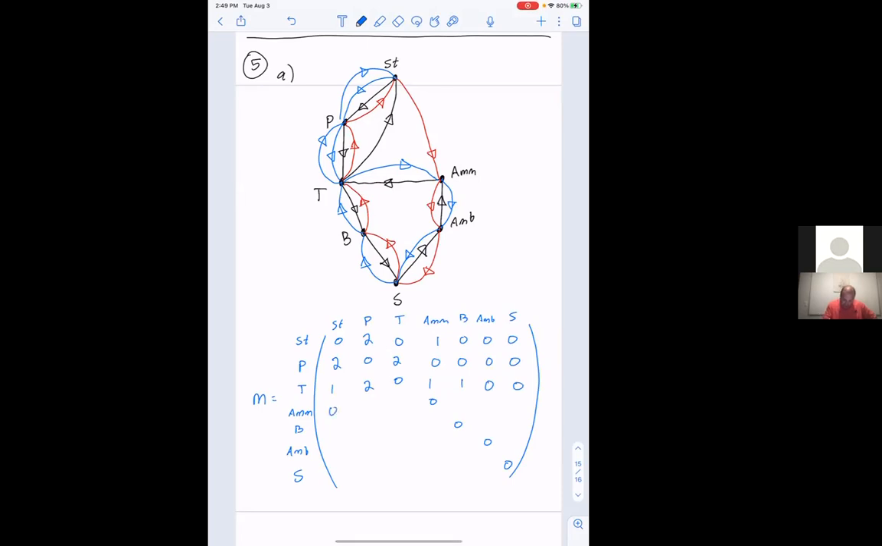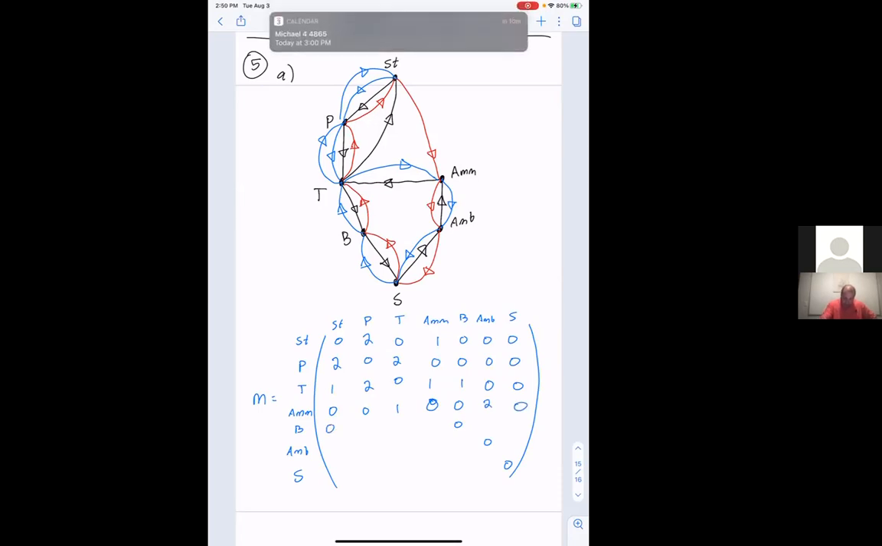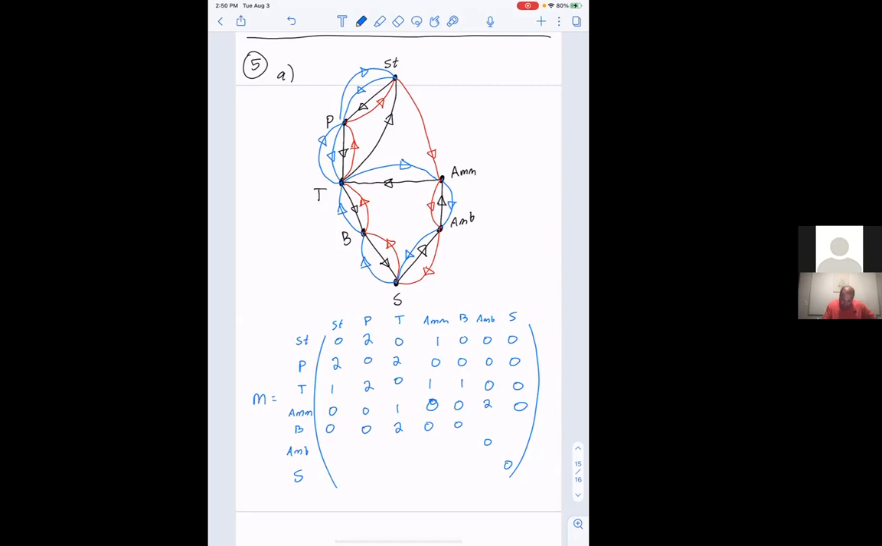Ammerland does not go to Starnberg, does not go to Polsenhofen, does go to Tutzing once, doesn't go to Bernried at all, goes to Ambach twice, and does not go to Seeshopt. Bernried does not go to Starnberg. It does not go to Polsenhofen. Bernried does go to Tutzing twice, does not go to Ammerland, does not go to Ambach, and it goes to Seeshopt twice.